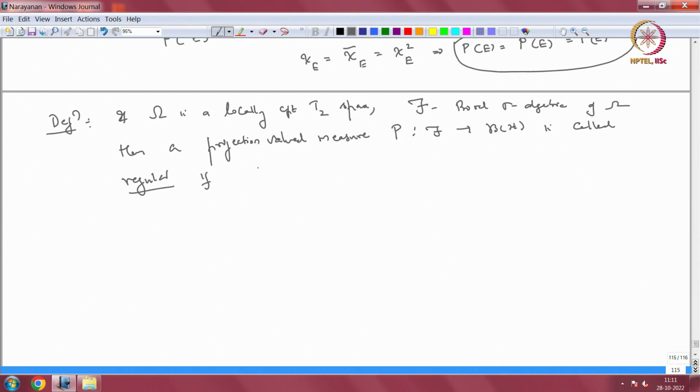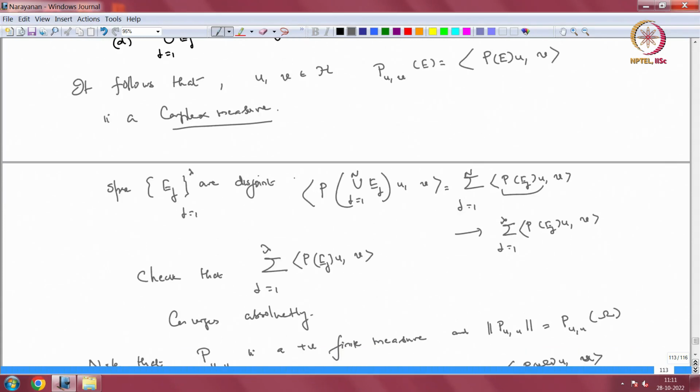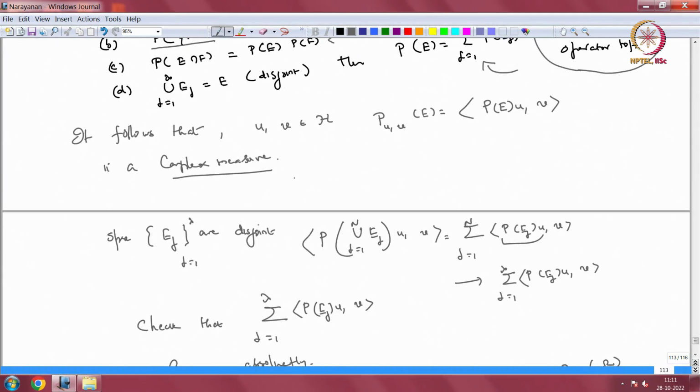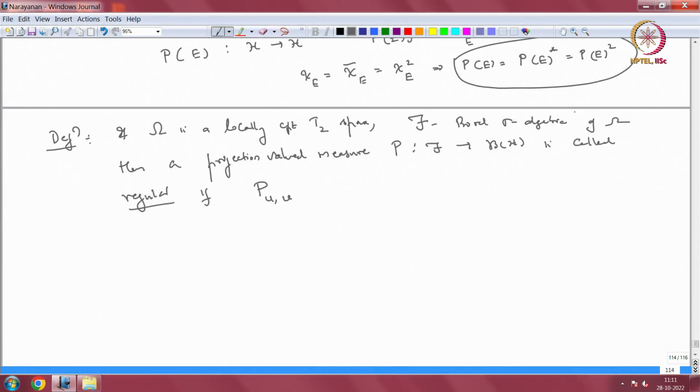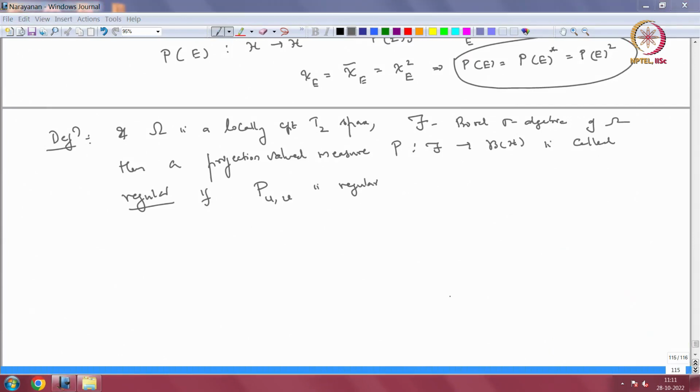if P_uv. So, remember these measures we just defined, right, for each u and v we can define the measure P_uv, right. So, this is how it is defined. This measure, so that is a complex measure on a locally compact Hausdorff space, so is regular. So, this makes sense, right, because now you have open sets, closed sets and so on. Okay.